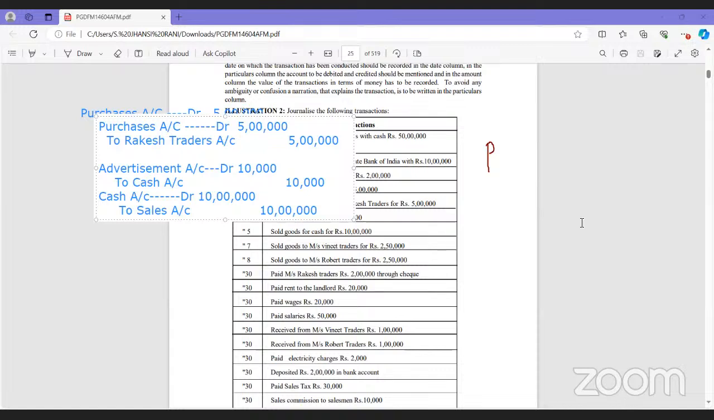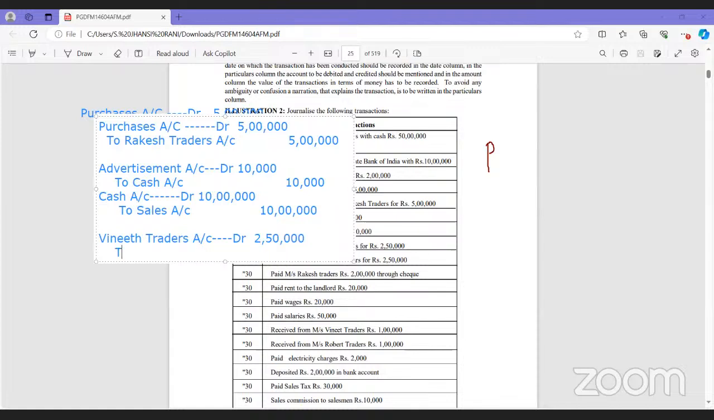So in that situation, we will only take who is receiving. Whenever I am selling goods, who is receiving? Vinith is receiving. Vinith is a personal account. Debit the receiver. I am selling goods and he is receiving. So I will write it like this: Vinith Traders account debit, and the amount is 2,50,000.